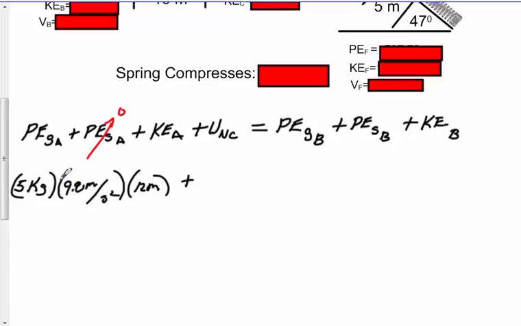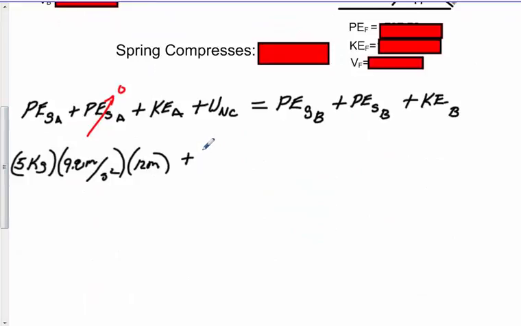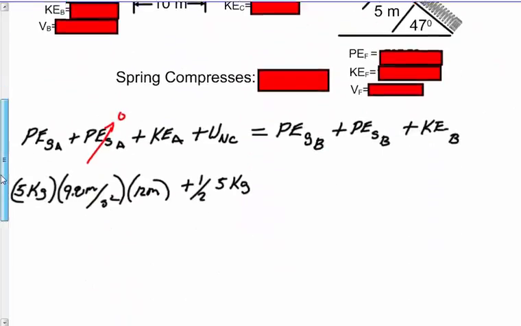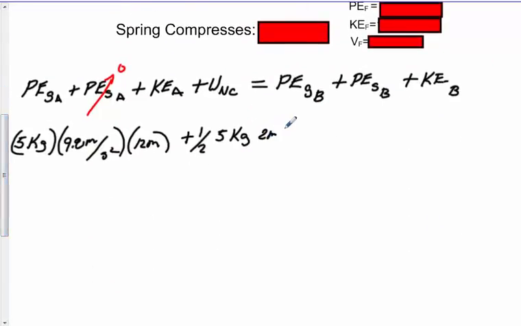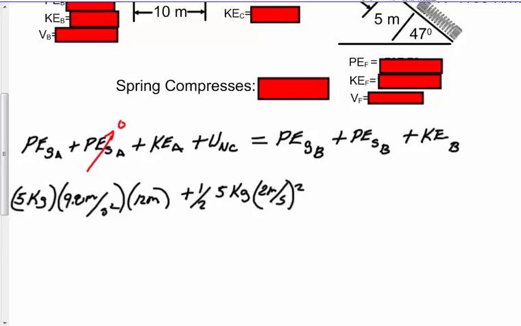Plus, now we'll do kinetic energy. The kinetic energy is going to be 1/2 mv squared. I have a velocity of 2. So it's going to be 1/2 times my mass, which is 5 kilograms, again times my velocity, and my velocity is 2 meters a second. Let's square that. Now, between A and B, there's no work being done by non-conservative forces, in that there's no frictional force. This is a frictionless surface. So we can immediately let that go to 0 also.